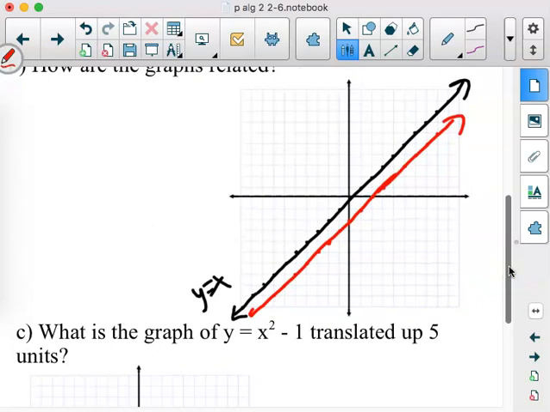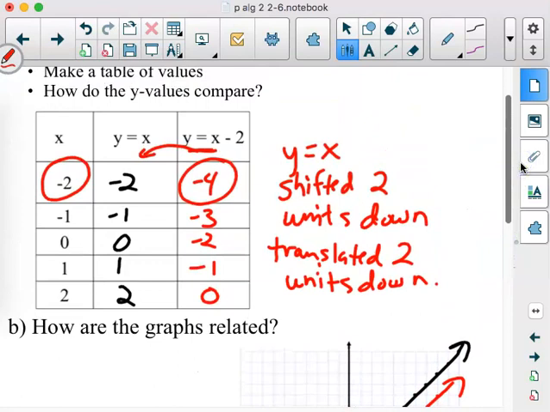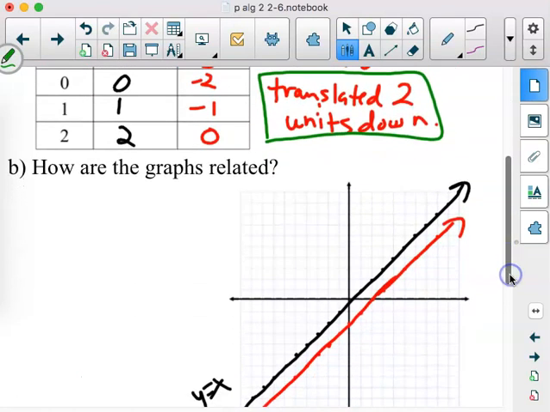All right. So when we talk about that shifting, we want to use that fancy language of 2 units down. Now when it asks us how the tables of values compare, what we'd want to say is we subtracted 2 from each of these. So what happened was each y value had 2 subtracted from it. But again, what we use that for is to say, well, it wasn't attached to the x, so that means it was moving 2 units down. And so this is really the answer to how the graphs are related.